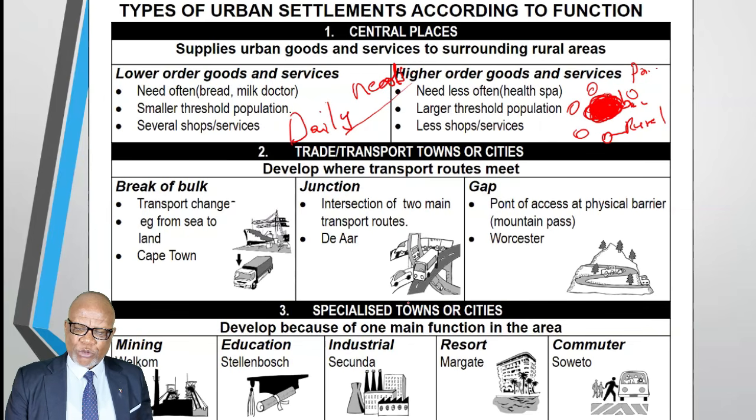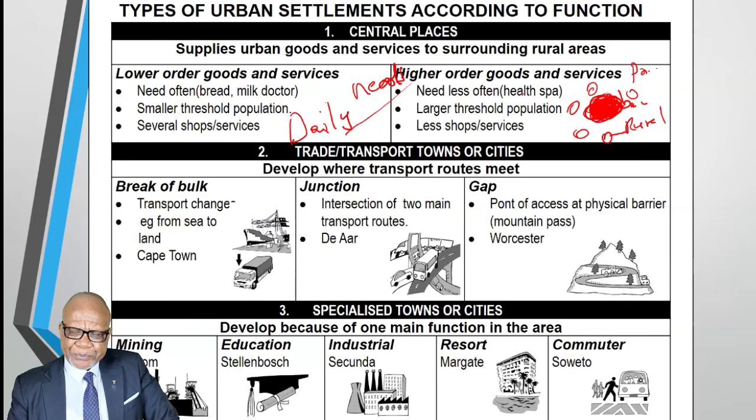Then you have high order goods and services. You don't buy them regularly. They are specialized goods. Usually you travel a longer distance for them because they are more specialized.